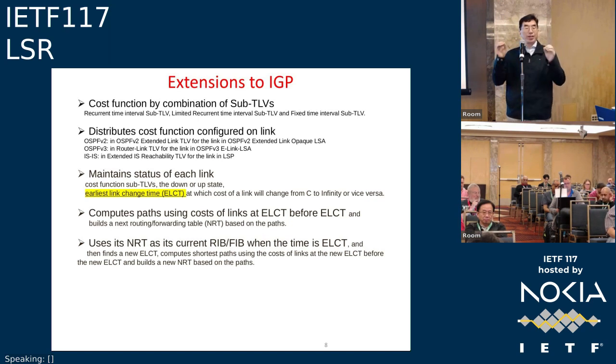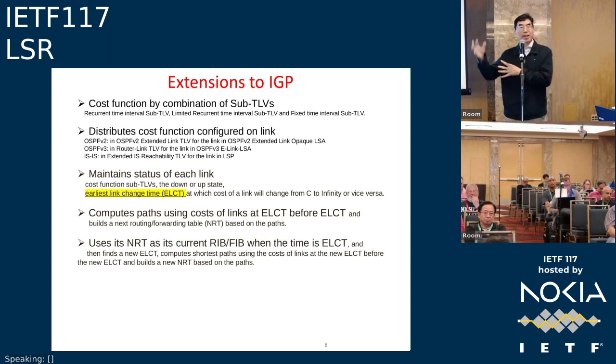In addition to that, every node will maintain the status of a temporal link. Those statuses will include the function sub-TLVs and the link down and up. In addition to that, we'll also maintain a timer, which is called the earliest link cost change time. At this time, or before this time, a node can compute the shortest path using the link cost at that time, and then build the next routing or forwarding table based on that path.